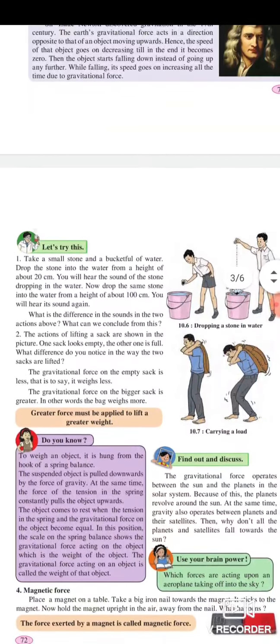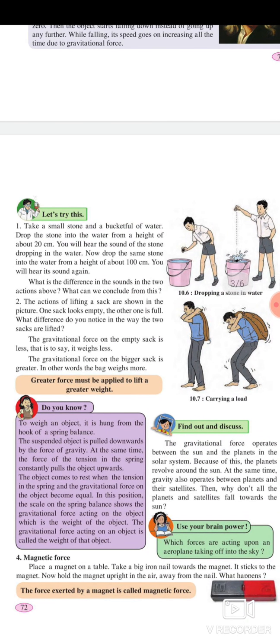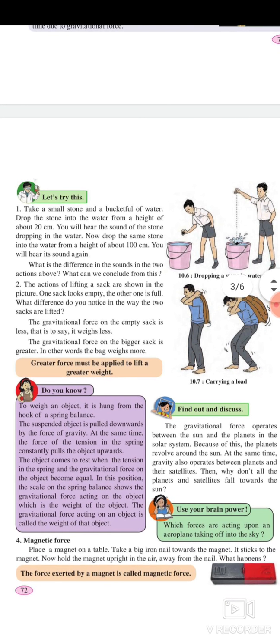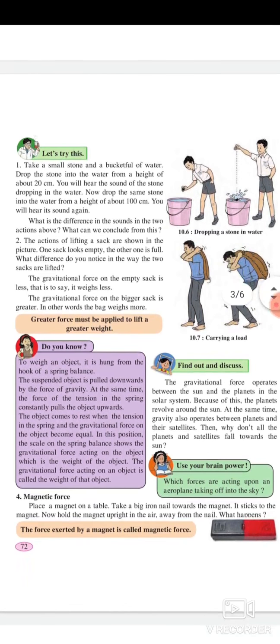Let's try this. First, take a small stone and a bucket full of water. Drop the stone into the water from a height of about 20 centimeters. You will hear the sound of the stone dropping in the water. Now drop the same stone into the water from a height of about 100 centimeters. You will hear its sound again. What is the difference in the sound in the two actions above? What can we conclude from this?